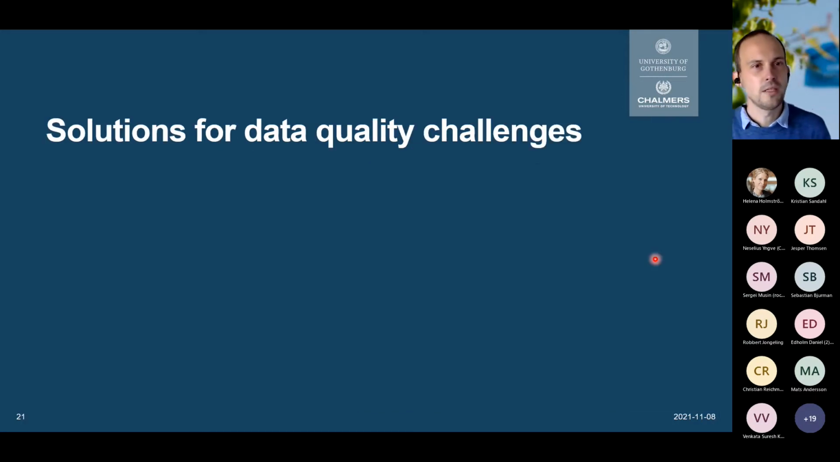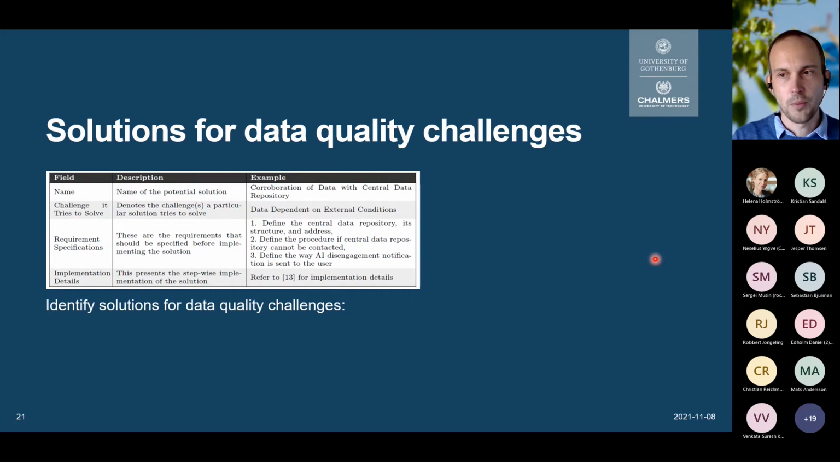But then you also need to find a solution for the data quality challenge, such as timeliness. Again, we propose an artifact that contains the following fields: name, challenge it tries to solve, requirement specification, and implementation details. The example here is corroboration of data with a central repository. The challenge it tries to solve is data depending on an external condition. The requirement specification could be: define the central data repository, its structure and address; define the procedure if the central data repository cannot be contacted; and define the way the AI disengagement is notified to the user.